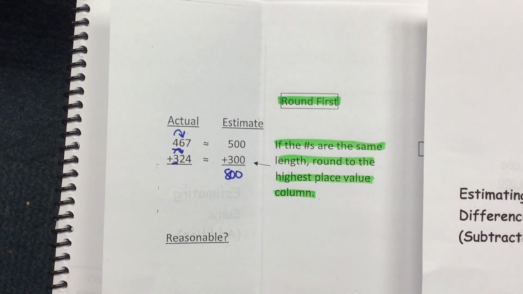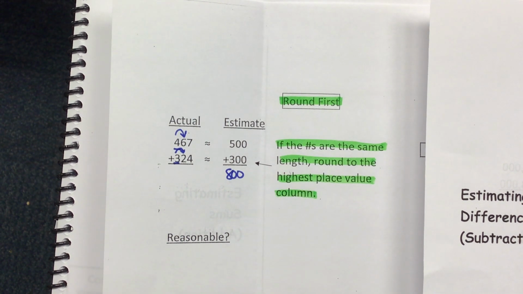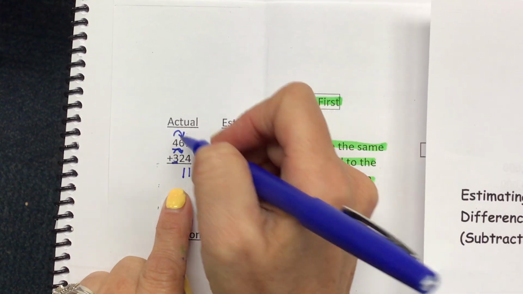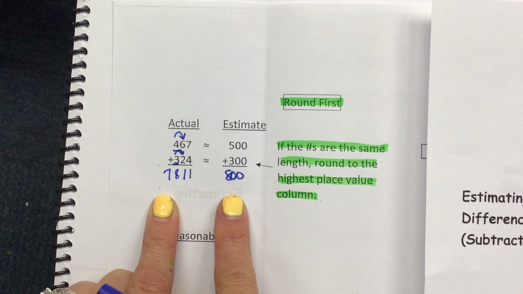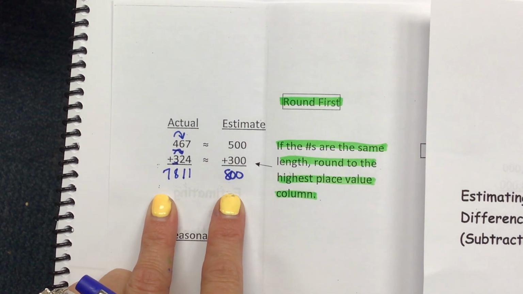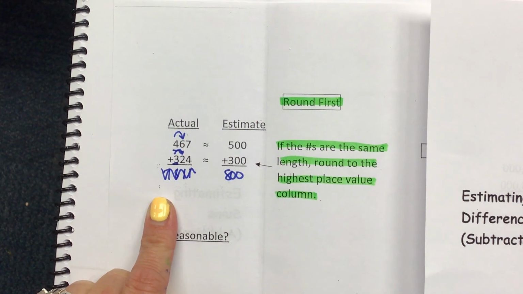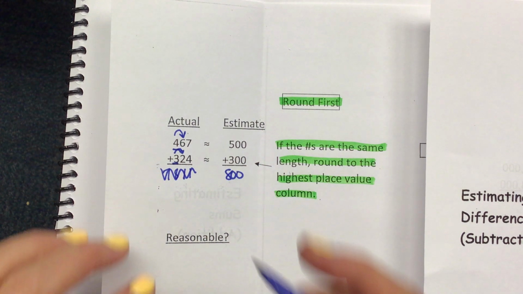Did I regroup? Did I carry that 1 over and remember to add it in? Because if I got something like 200, I probably forgot to regroup. Did I make this a 1? Or let's look. Okay, 7 plus 4 is 11. 6 and 2 is 8. 4 and 3 is 7. Is 7,811 close to 800? No. So this answer is not reasonable. Okay? That's why we estimate, to see if our answer makes sense.